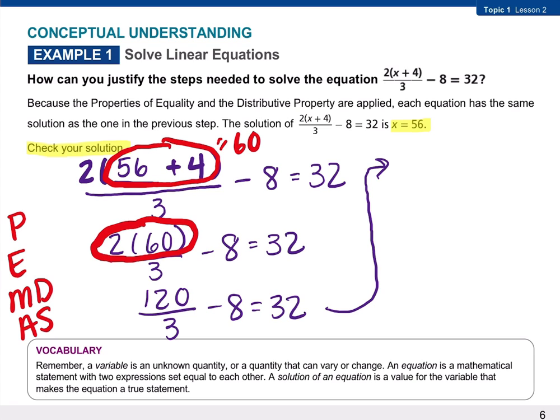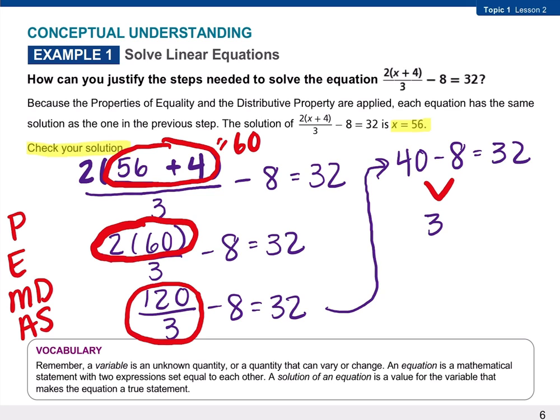But I do have D, division, 120 divided by 3. So that's what I should do next. 120 divided by 3 is 40. Minus 8 equals 32. And 40 minus 8 is 32. So it did actually equal what it was supposed to. And so I know my solution is correct.